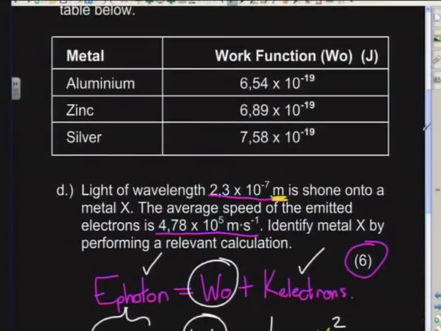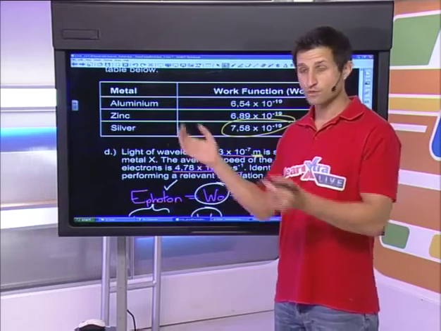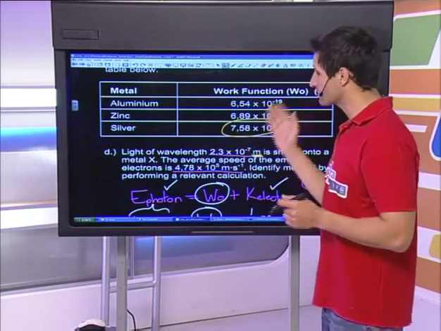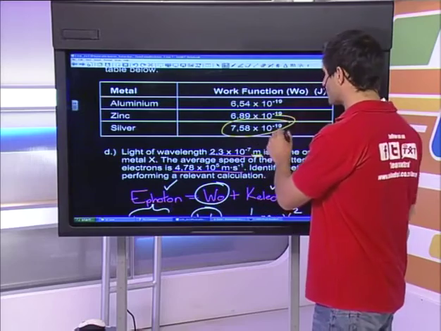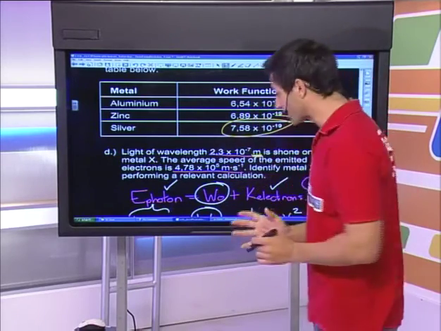Oh, wait a minute. 7,6 times 10 to the minus 19. It's very close to being silver, guys. Okay, some slight differences in information from your equation sheet or your information sheet, but that is pretty close. They are both 7,6 times 10 to the minus 19 joules, and that tells me that my metal must be silver. So there we go.